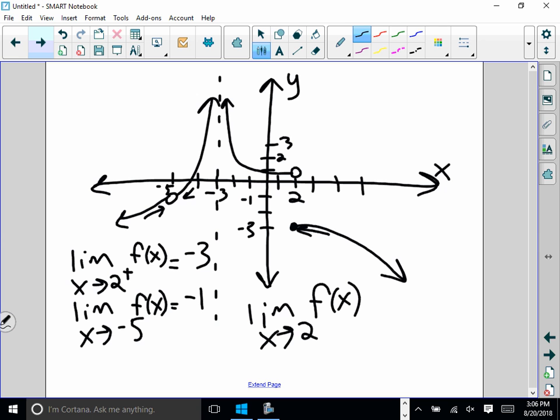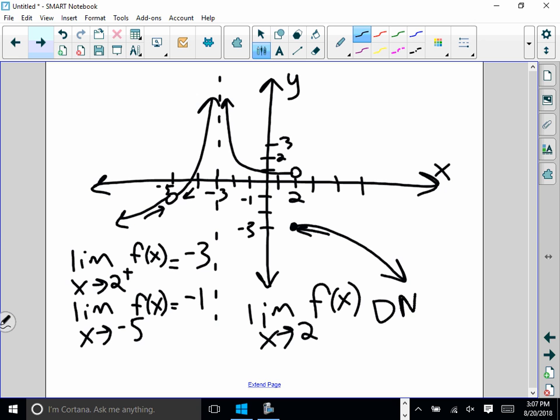Answer. The limit as x goes to 2, again, I have to check the right-hand limit, which I already did in my first problem. That's -3. So I have to ask myself, what's the left-hand limit as x approaches 2? That would be 1. Because the right-hand limit's -3, the left-hand limit is 1. The limit as x goes to 2 does not exist.